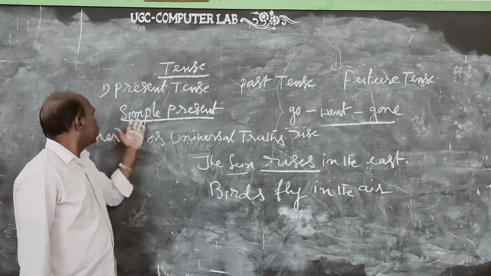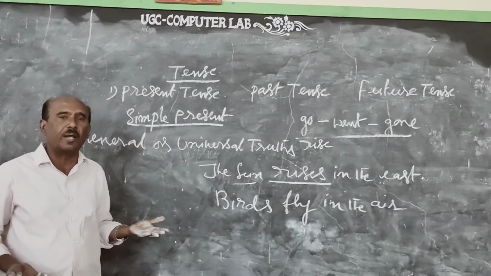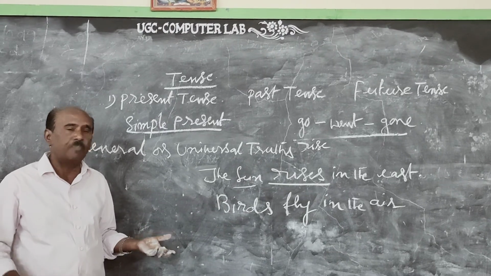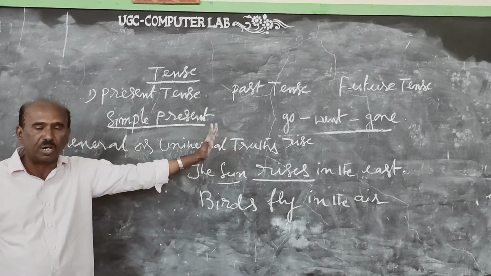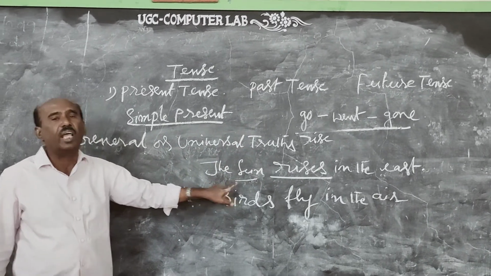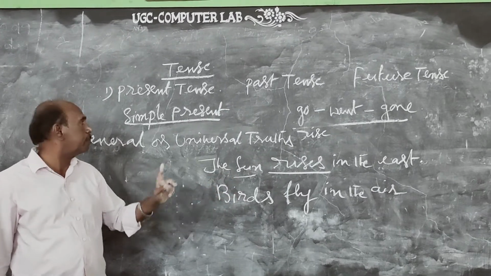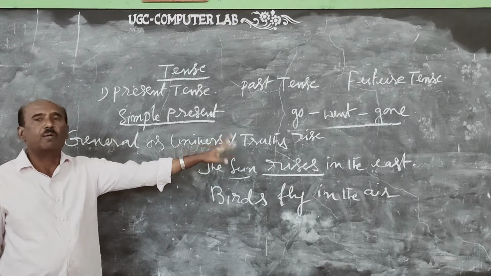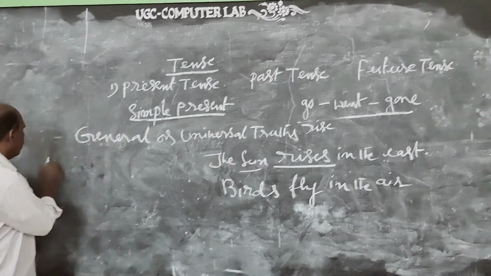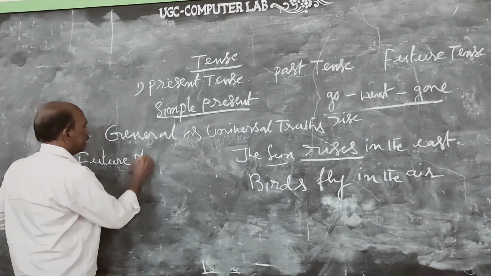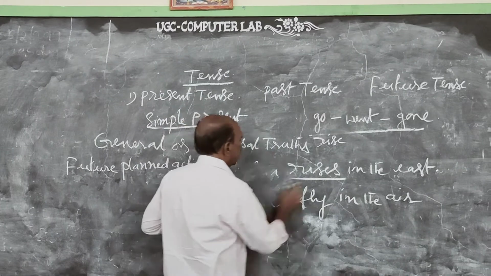Remember, simple present is used for general or universal truths. That means when we talk about general truths or universal truths, the verb should be in simple present tense. That means in present form. There is no change for this. If the subject is third person singular, then we have to add s or es according to spelling to present verb. Remember, simple present is used first for habits, second for general or universal truths. And the last one is future planned actions. What are future planned actions?